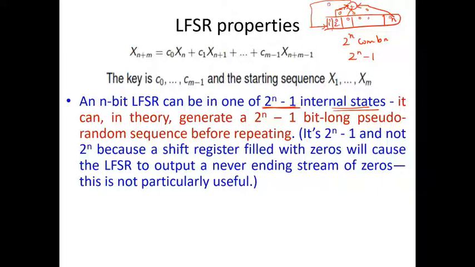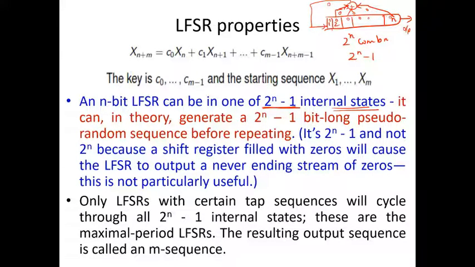So out of 2^n combinations, I'm going to leave out the all zero combination. That's why we say it has a possibility of 2^n minus 1 internal states. And in theory, it can generate a 2^n minus 1 bit long pseudo random sequence before repeating. So the maximum possible length of the random sequence, remember the output is taken here, the binary sequence which it will generate, will also have a highest length of 2^n minus 1, which is possible.